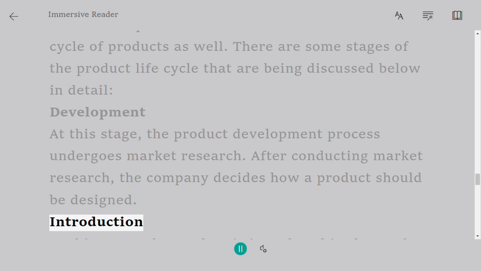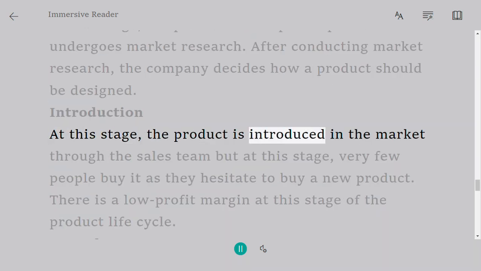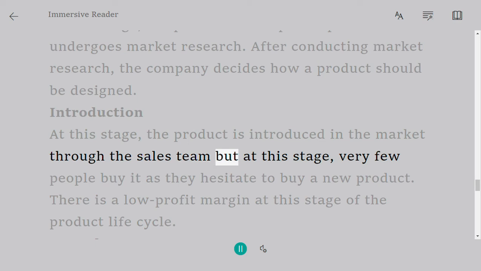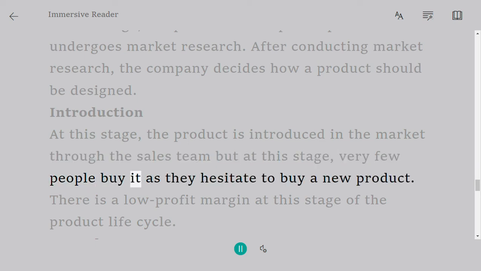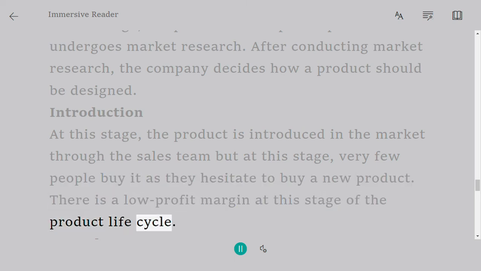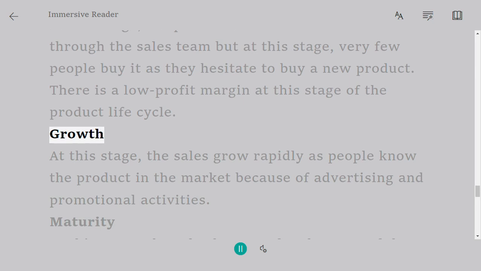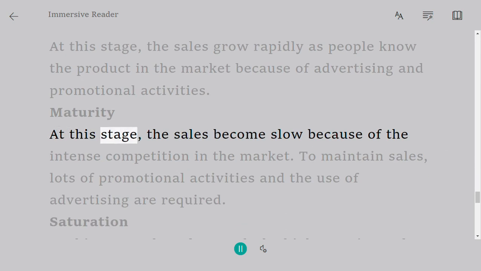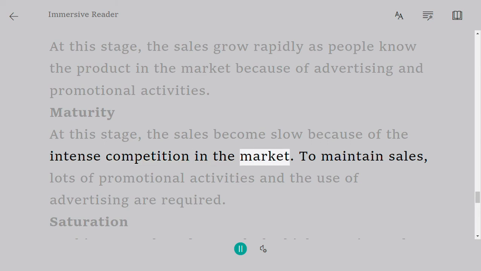Introduction. At this stage, the product is introduced in the market through the sales team, but at this stage, very few people buy it as they hesitate to buy a new product. There is a low profit margin at this stage of the product life cycle. Growth. At this stage, the sales grow rapidly as people know the product in the market because of advertising and promotional activities. Maturity. At this stage, the sales become slow because of the intense competition in the market.